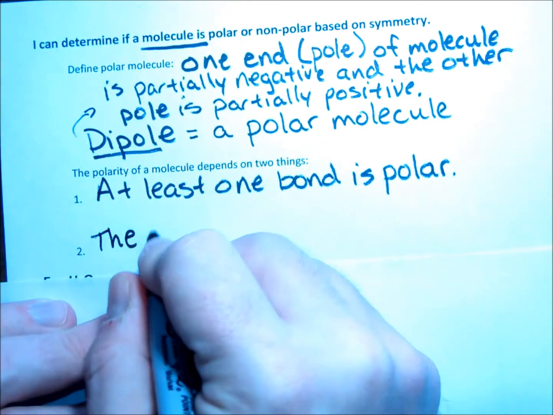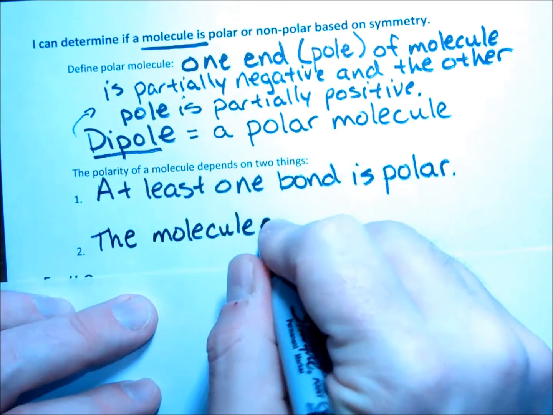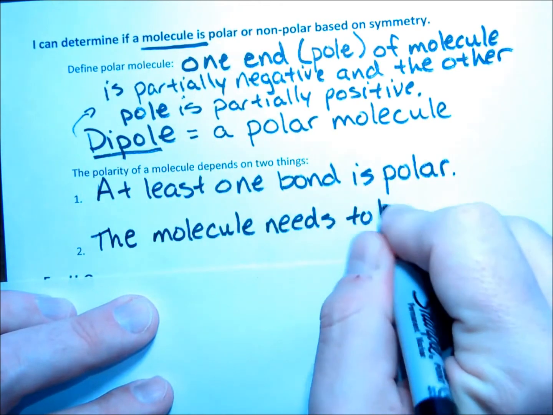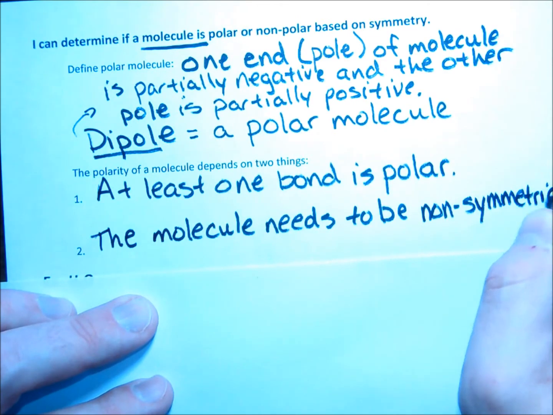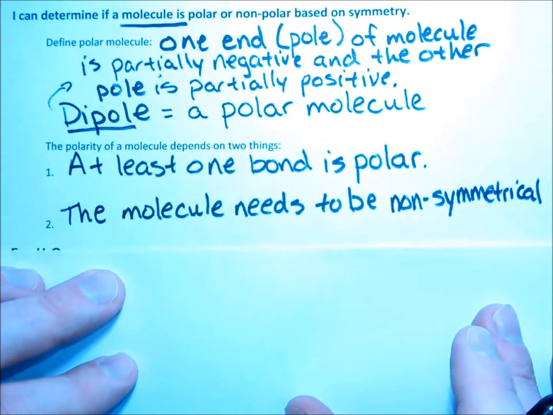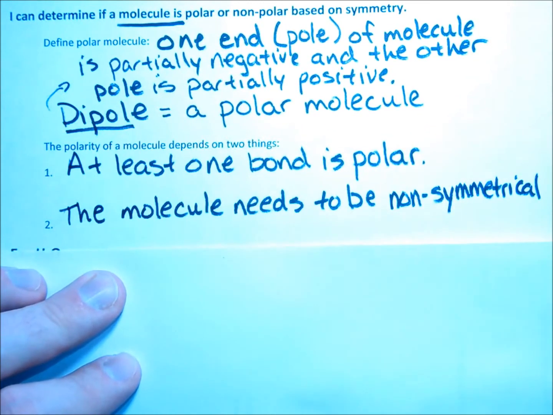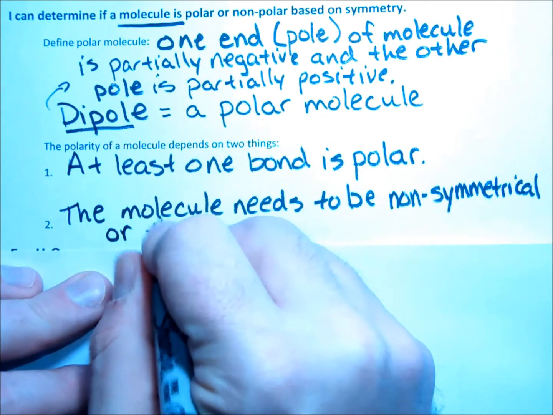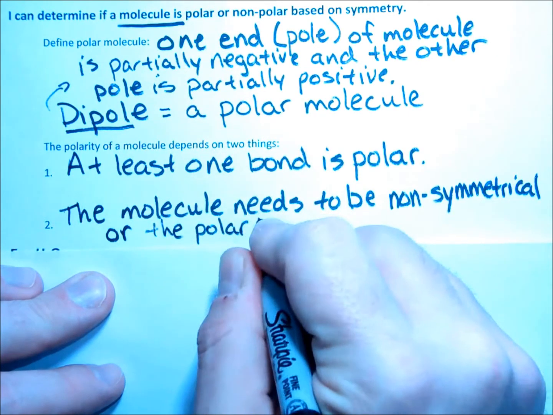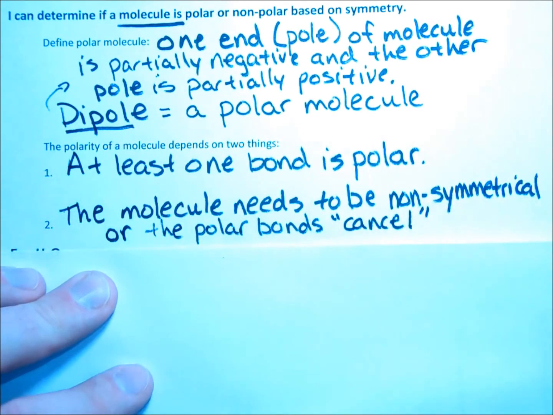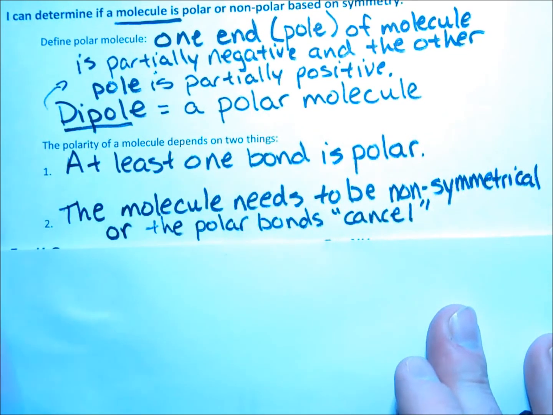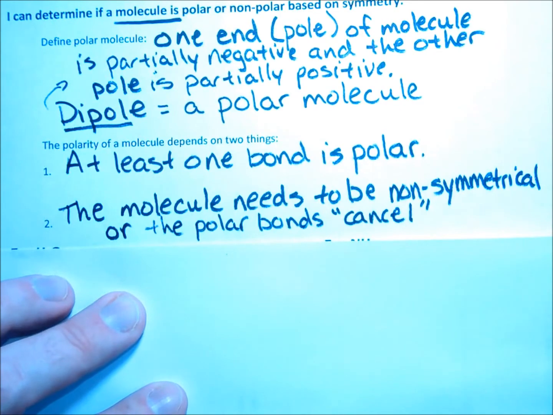The molecule needs to be non-symmetrical, is the way I phrase it. Because if it's symmetrical, what's going to happen is the polar bonds will in effect cancel each other out. So let's add this: or the polar bonds, no parentheses here, I think of it as they cancel each other. And with some examples and some models, I'll show you what that means.